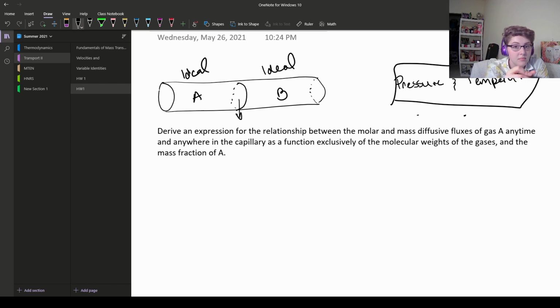The point of this whole situation is that we want to derive an expression relating the mass diffusive flux to the molar diffusive flux of component A. And we want to use the mass fraction of A and the molecular weights of A and B. So that's what we want to get to.